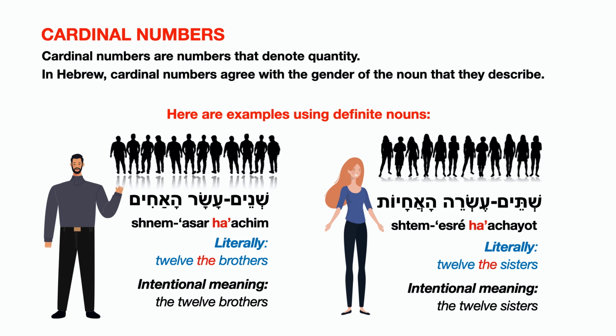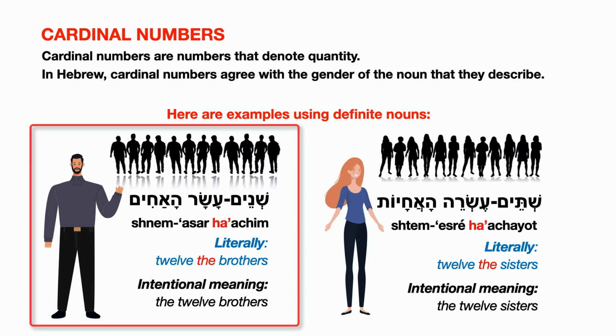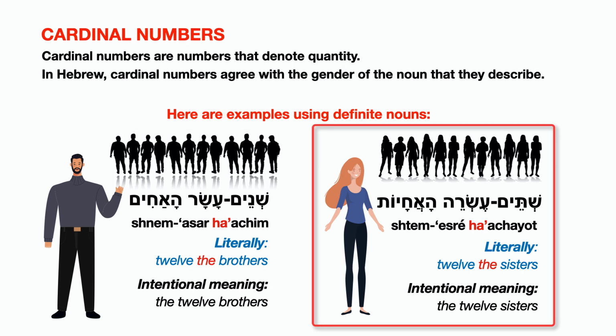Now let's see how we use the numbers when we are referring to definite nouns. So to say the 12 brothers or the 12 sisters, we add the definite article ha. Ha means the. So shnem asar ha'achim literally means 12 the brothers. And that's how we say the 12 brothers in Hebrew. And if we want to say the 12 sisters, we say shtem esre ha'achayot. Literally, that's 12 the sisters. And that's how we say the 12 sisters.